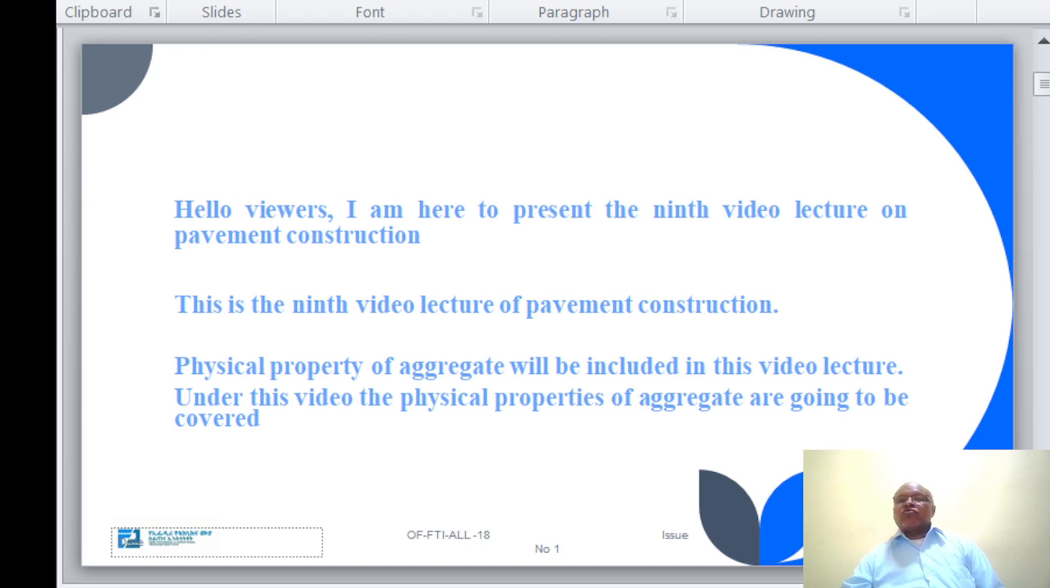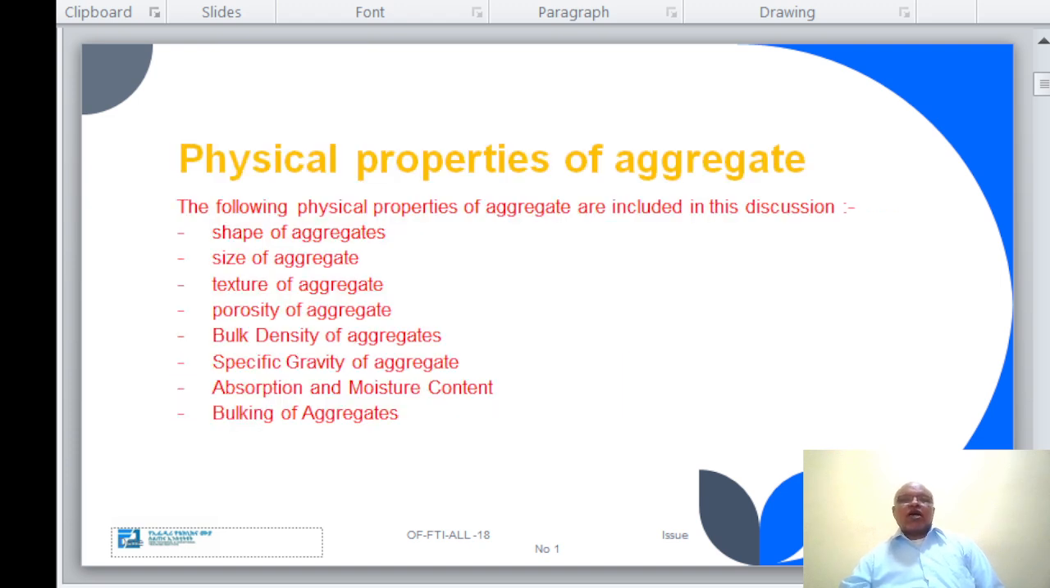Physical properties of aggregates. Aggregates are essential materials in construction, providing stability, strength, and durability to various structures. Let us dive into the physical properties of aggregates. Aggregate can be categorized into two main types: natural aggregate, which are obtained from natural sources like sand, gravel, and crushed stone, and artificial aggregate, which are manufactured from industrial byproducts such as sludge and recycled concrete.